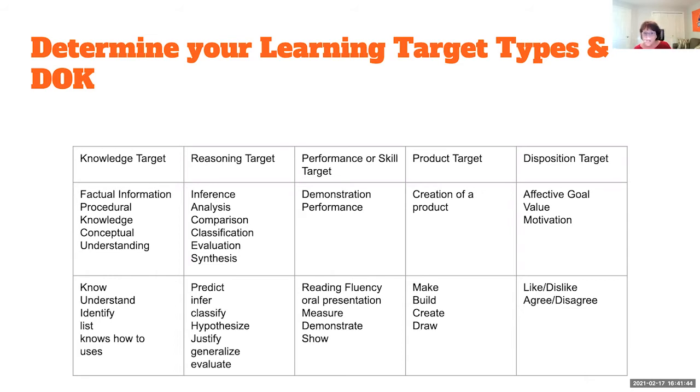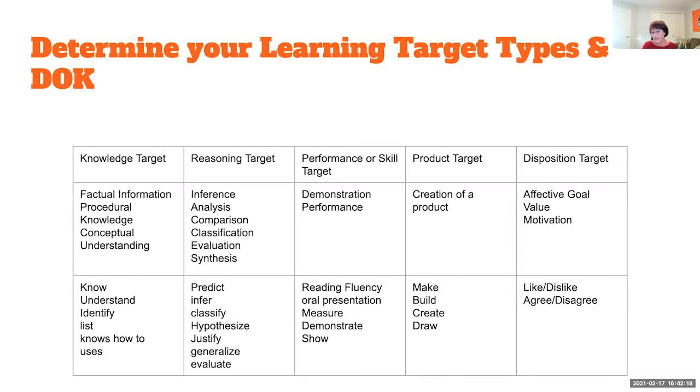A reasoning target is much higher. It's a much higher depth of knowledge. You're up at the top of Bloom's taxonomy. A reasoning target might say things like, I can infer, I can analyze, I can compare and contrast, I can group, I can synthesize. Those are all reasoning targets. And they ask kids to predict, infer, classify, hypothesize. So those are reasoning targets and they need an assessment type that matches.